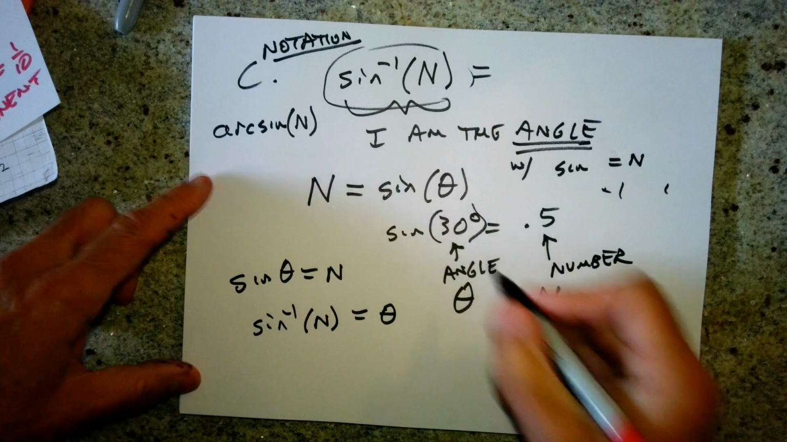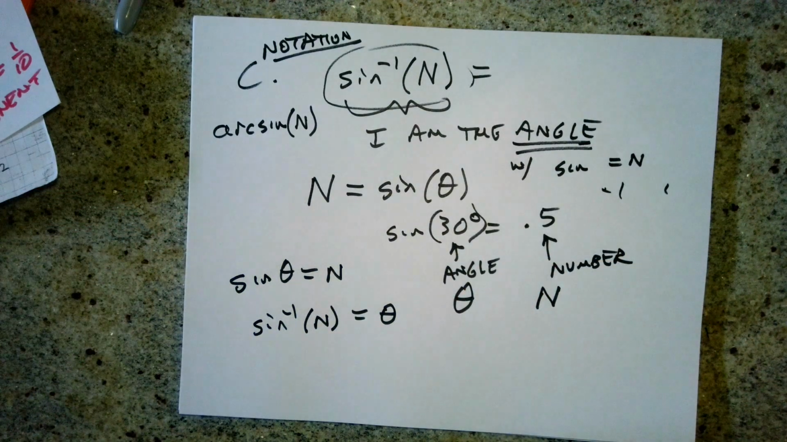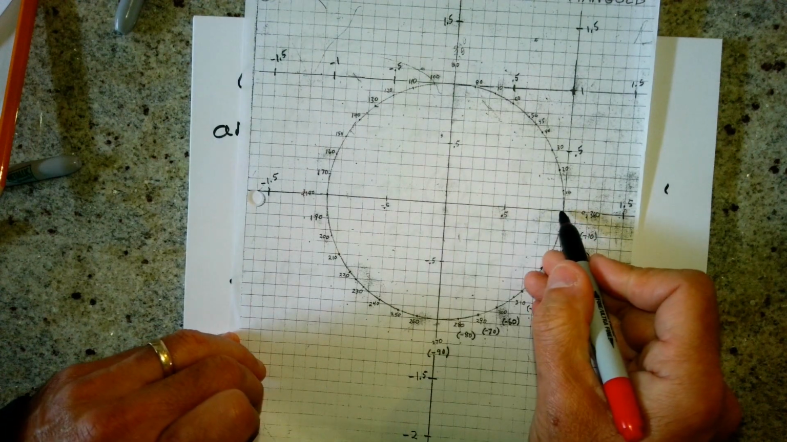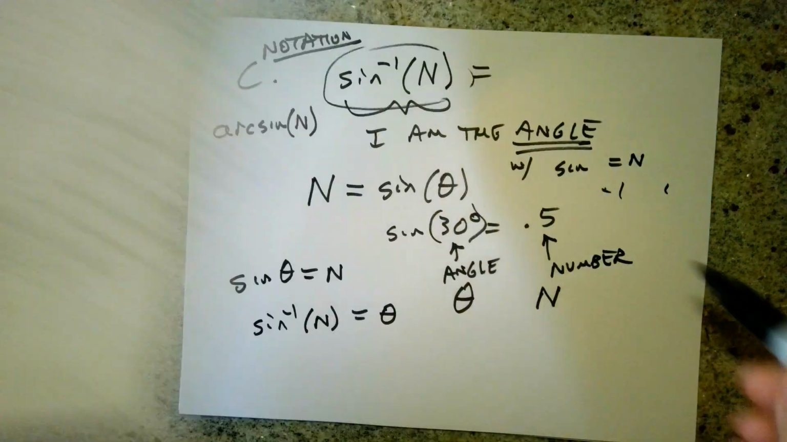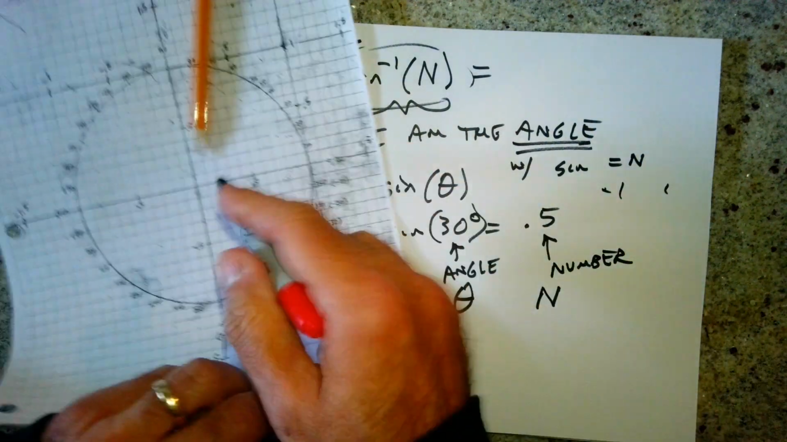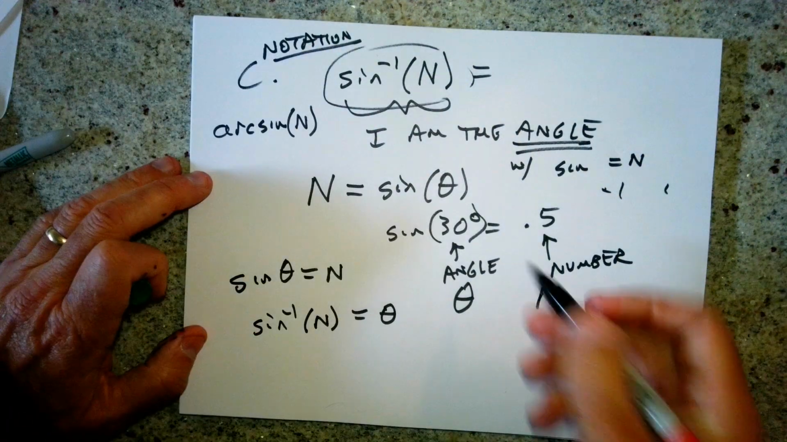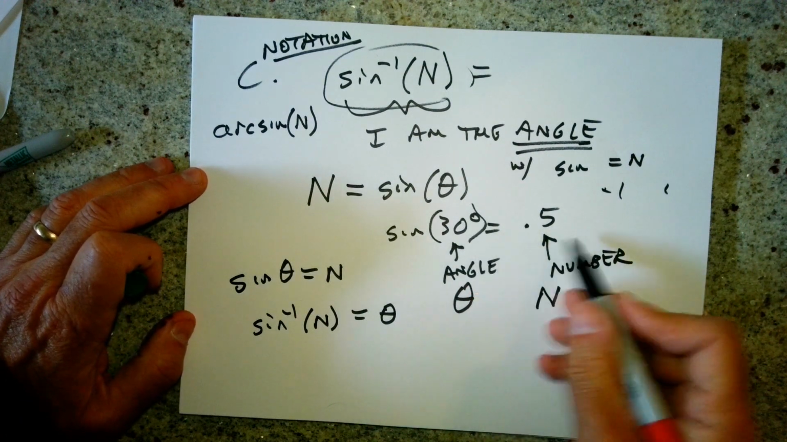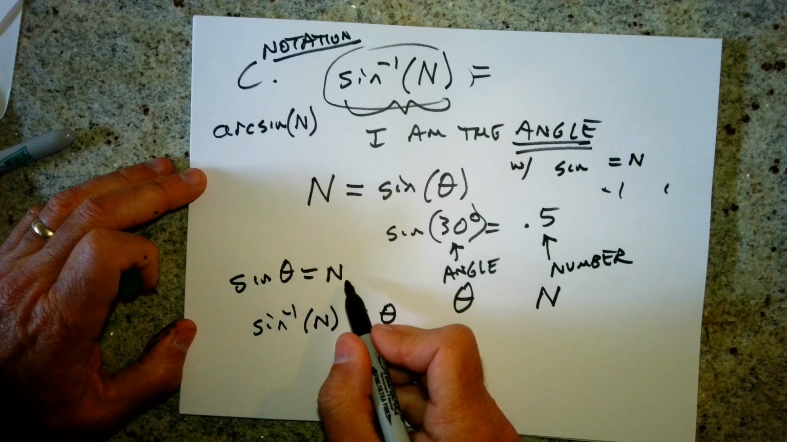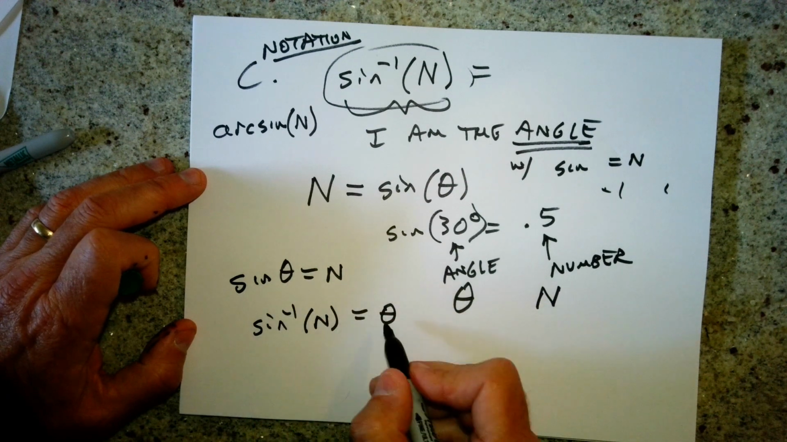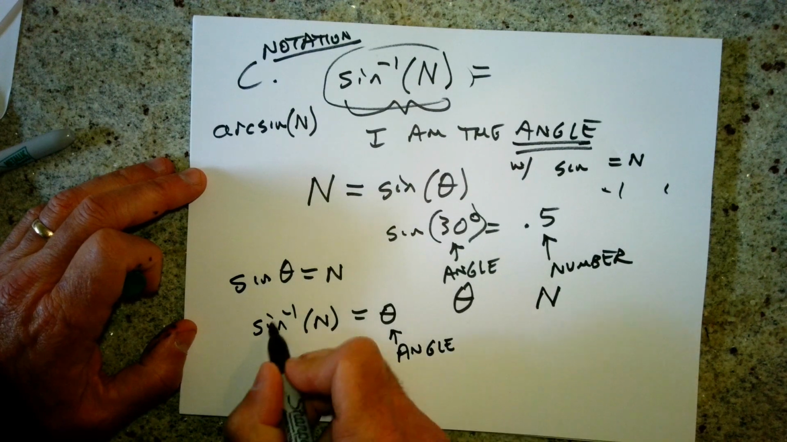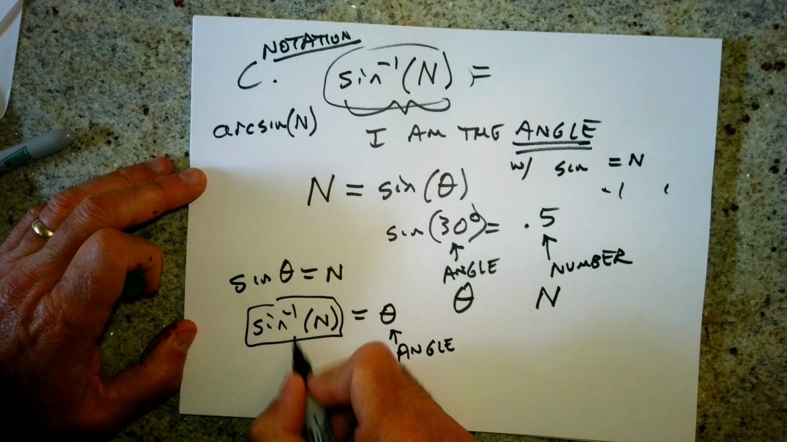Books and your teachers will probably use x's and y's here, and it's extremely confusing because you just spent all this time learning that x was the cosine and y was the sine. When x and y are used in these, they mean something completely different. They have nothing to do with the axes on the unit circle. So to avoid that confusion with beginners, I only use theta and n here. So sine of theta equals n, sine of an angle equals a number, and inverse sine of a number equals an angle, like 30 degrees, which means this whole thing is an angle.